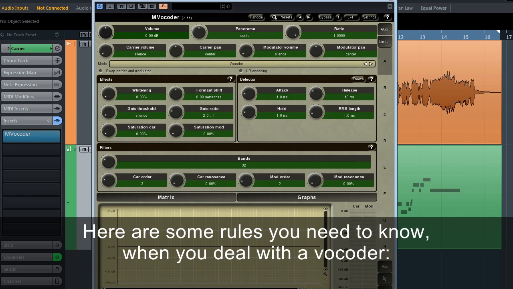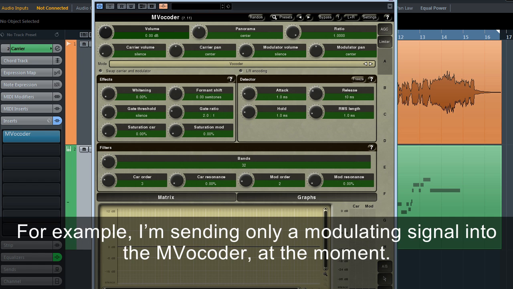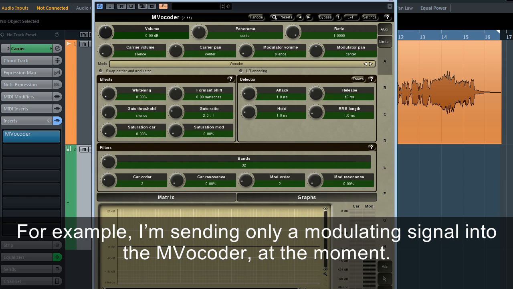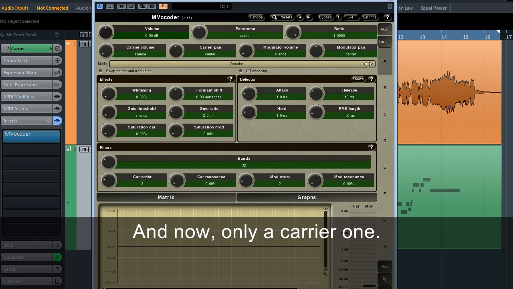Here are some rules you need to know when you deal with a vocoder. Rule number 1. You'll get the output signal only when both a carrier and modulating signals are present at a vocoder's inputs. For example, I'm sending only a modulating signal into the MVocoder at the moment. And now, only a carrier one.